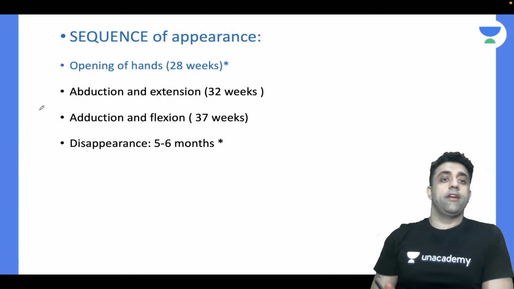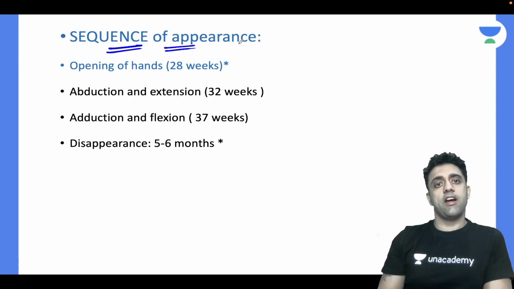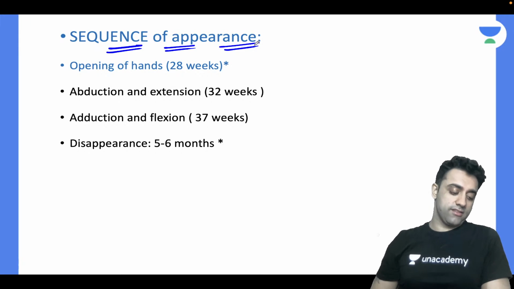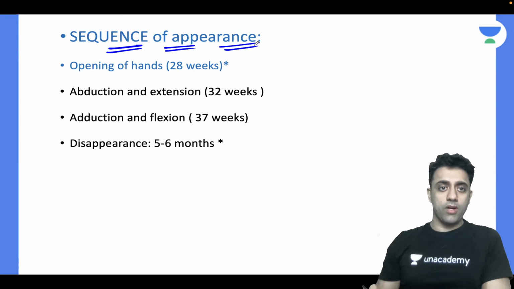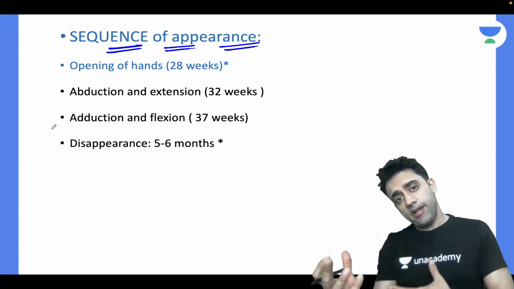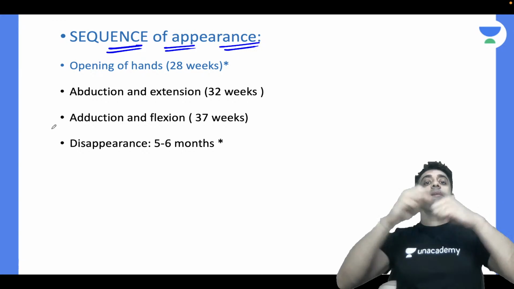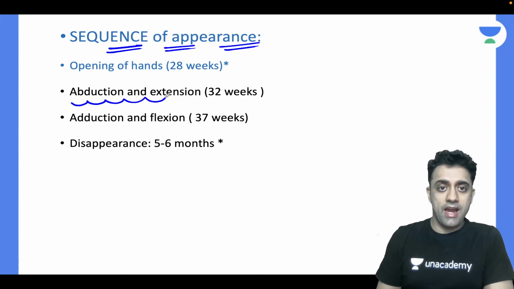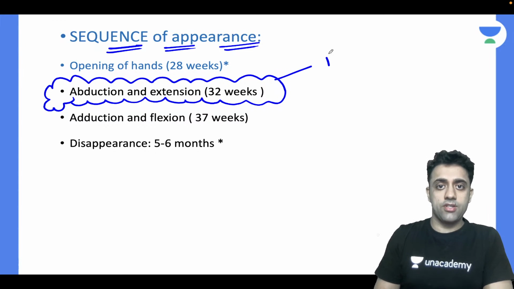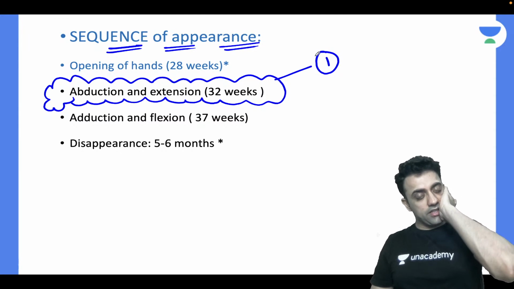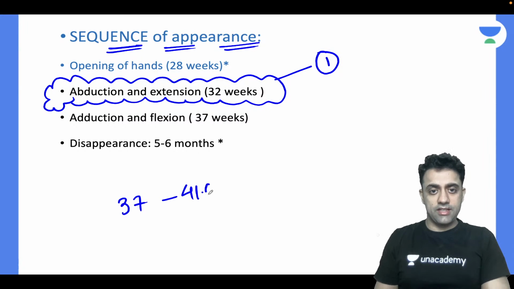Now this is a very, very important slide which says the sequence of the appearance of the reflex. Sequence of appearance of the reflexes. Once we suspended the baby's head down, the baby did abduction and extension. First was abduction, so abduction and extension comes by 32 weeks. Please write in your notes. Abduction and extension comes by 32 weeks of life, while 37 to 41 completed weeks is the term pregnancy.